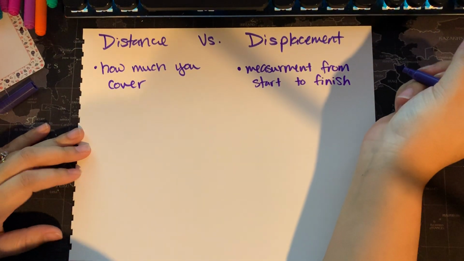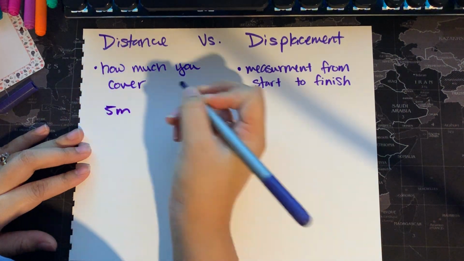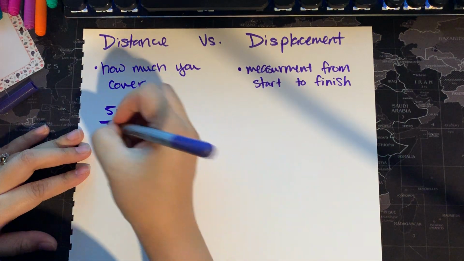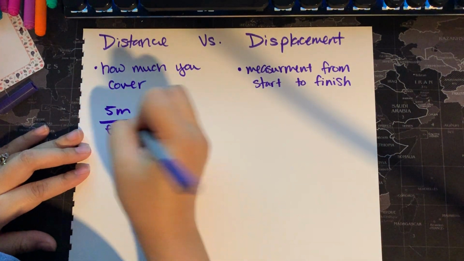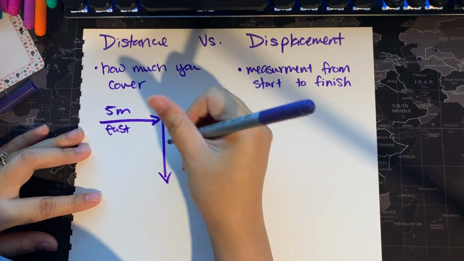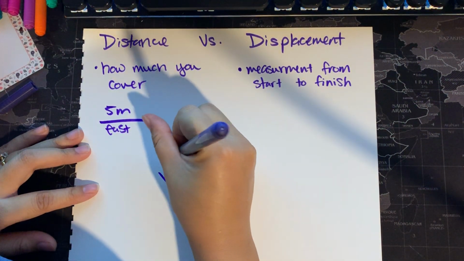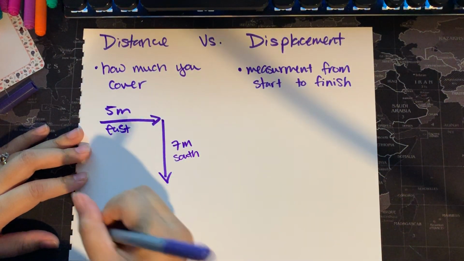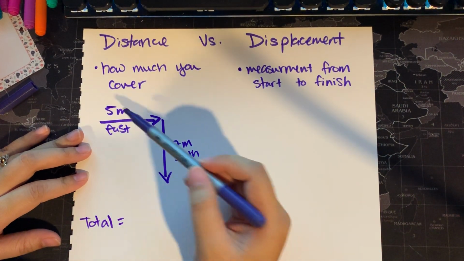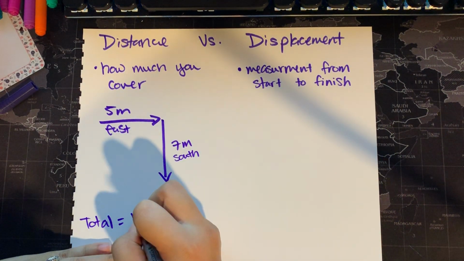Okay, we're gonna do our examples. So distance, I tell you I went 5 meters, okay, to the right, or when we say to the right, it's also east. Okay, and then I tell you I went, let's say, 7 meters down or south. My total distance is equal to what? All I have to do is 5 plus 7, okay, and that would be 12, right?